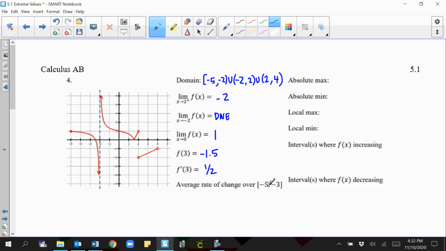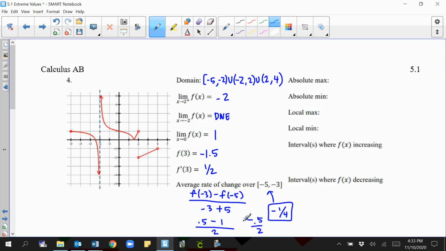And our average rate of change from -5 to -3, well, that's going to be f of -3 minus f of -5 over -3 minus -5, which means +5. So at -3, let's say that's 0.5 minus, at -5 it's up there at 1. And -3 plus 5 is 2. So 0.5 minus 1 is -0.5 divided by 2, which is going to give me -1/4. If I take a half and divide it in half, that's going to give me 1/4. So my average rate of change over that interval is negative 1/4.